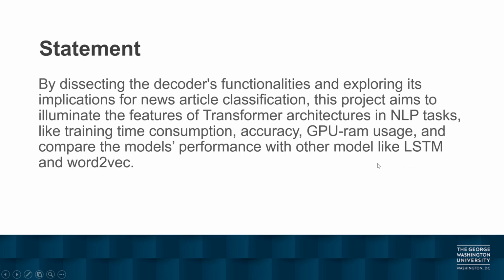By dissecting the decoder's functionalities and exploring its implications for news article classification, this project aims to illuminate the features of transformer architectures in natural language processing tasks, like training time consumption, accuracy, and GPU RAM usage, and compare the model's performance with other models like long short-term memory and Word2Vec.